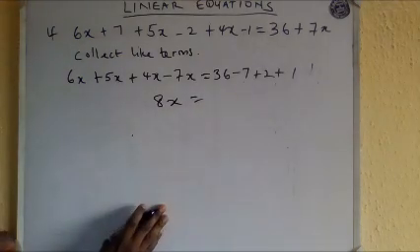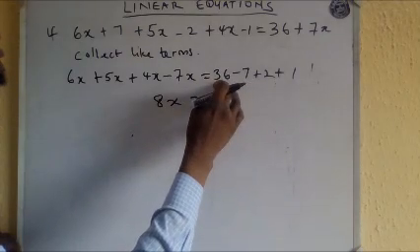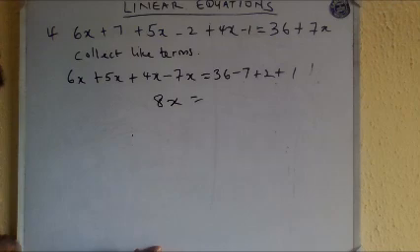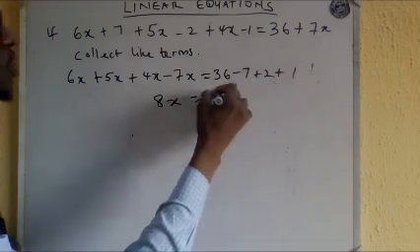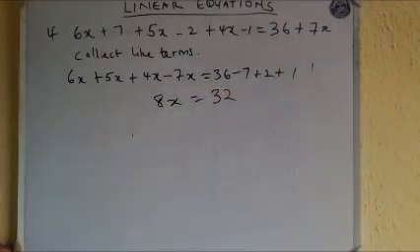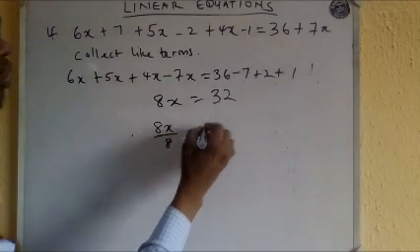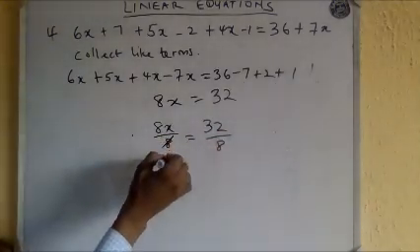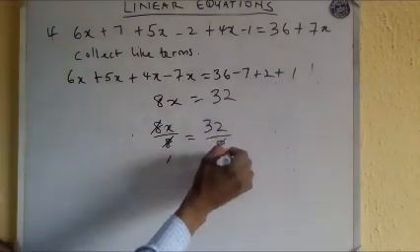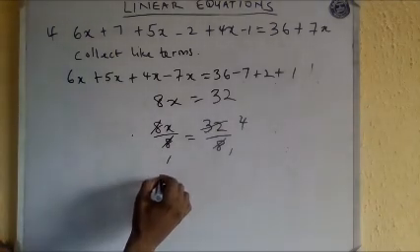Then I come here. I can just do 36 minus 7, which is 29. 29 plus 1 is 30. 30 plus 2 is 32. So at this point, I can now divide both sides by 8 so that x can be standing alone. Divide both sides by 8. 8x over 8 is equal to 32 over 8. So I cancel 8 here, 1, 8 here, 1, then 32 over 8 is 4. That means x is equal to 4.